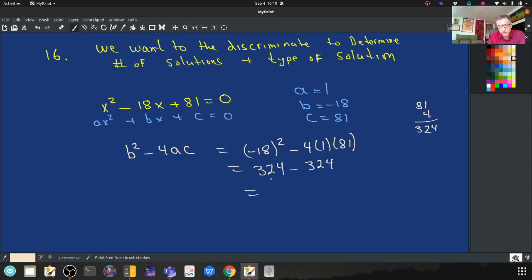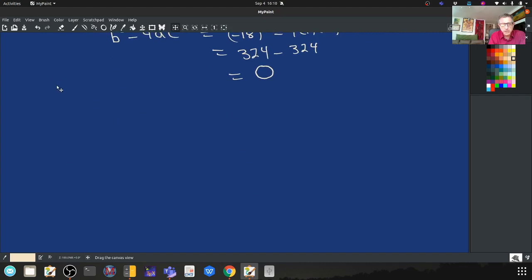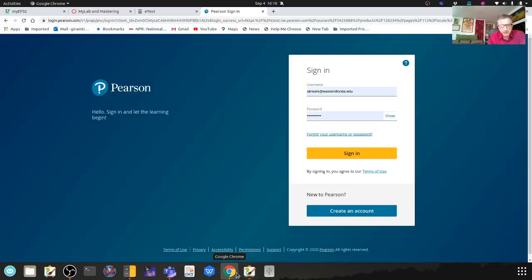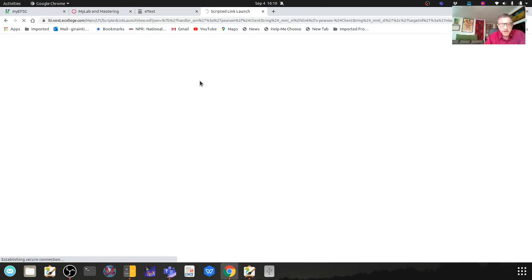So 324 minus 324 is 0. So our discriminant is 0. Now all we need to do is look at our discriminant table. I'm being really lazy. Let's go back to my e-text. Can I, or will I have to sign back in? Let's find that in the e-text. So my discriminant was 0.